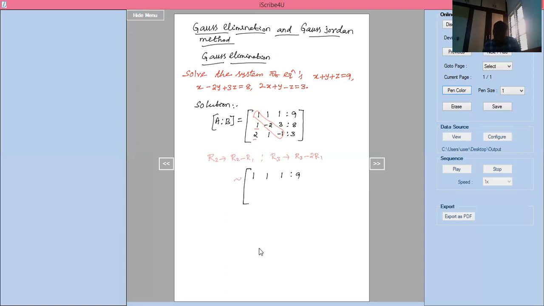Next R2 minus R1: 1 minus 1 is 0, -2 minus 1 should be -3, 3 minus 1 should be 2, 8 minus 9 should be -1. Next R3: 2 minus 2 is 0, 1 minus 2 is -1, and -1 minus 2 is -3, 3 minus 9 should be -6.